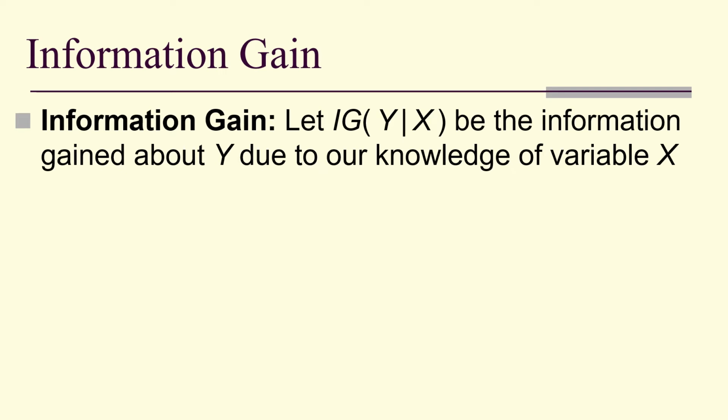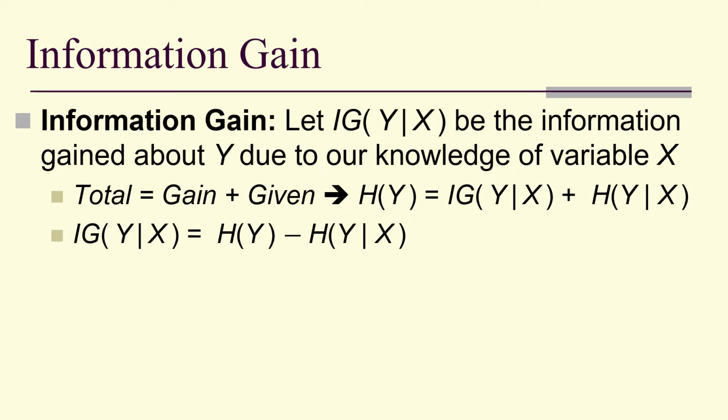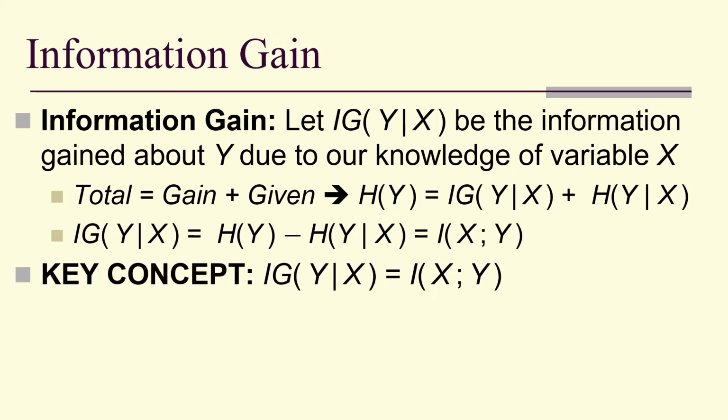That's the information gained about y due to our knowledge of variable x. And notice that the total information is the gain plus whatever we were given to begin with. So the entropy of y is the information gain of y given x plus the entropy of y given x. We can solve and get information gain as the entropy of y minus the conditional entropy of y given x, but that's just mutual information. So we have a key concept. Mutual information is just another name for information gain.